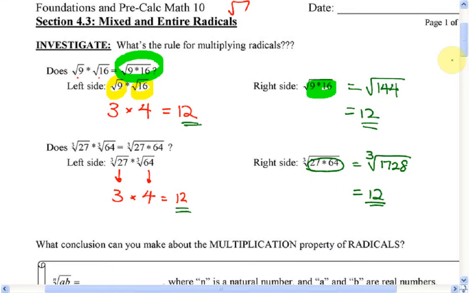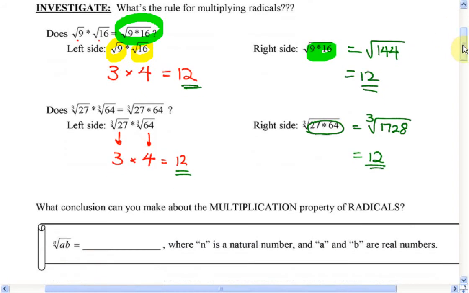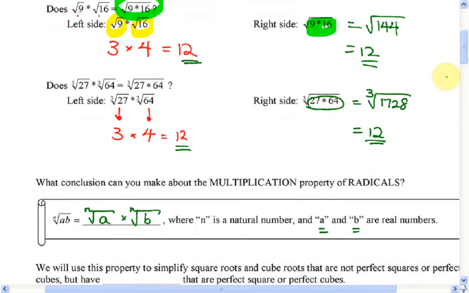So, what conclusion can you make about this multiplication property of these radicals or square roots? If I gave you the nth root, and remember n can be any index, could be a 2, a 3, a 4, whatever, and I have a times b underneath. Well, what did I just tell you from above? You can split them up into the nth root of A multiplied by the nth root of B, as long as these numbers A and B are real.